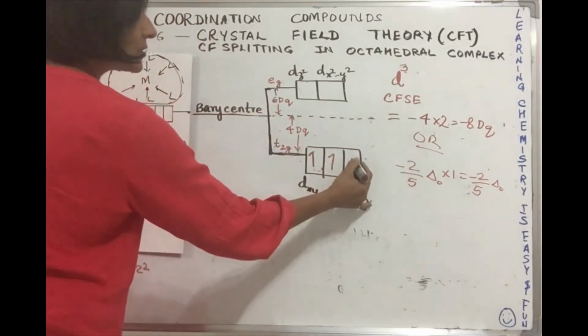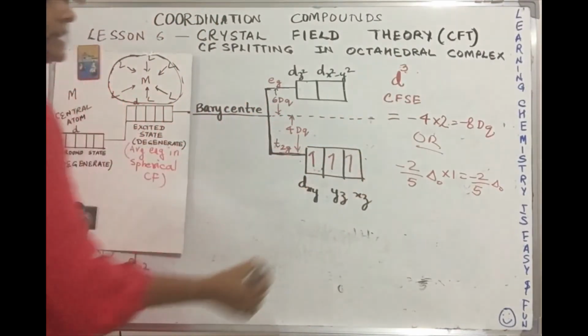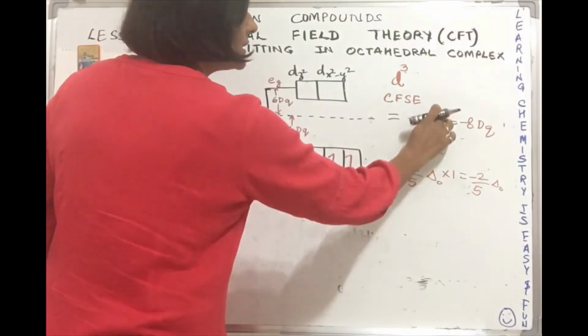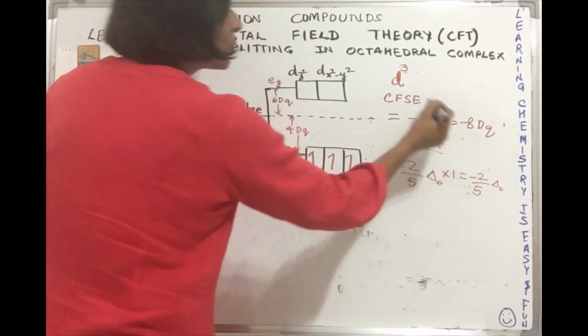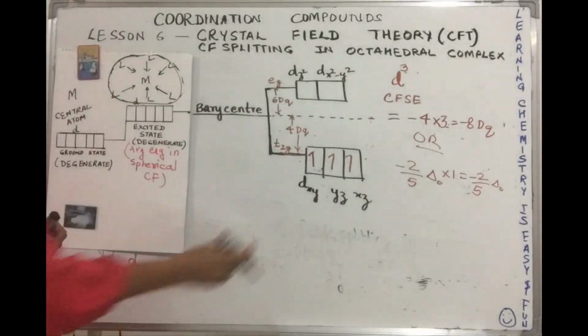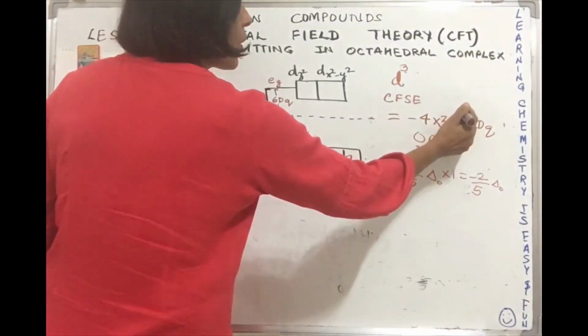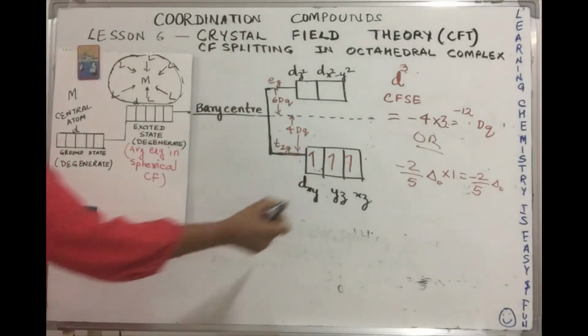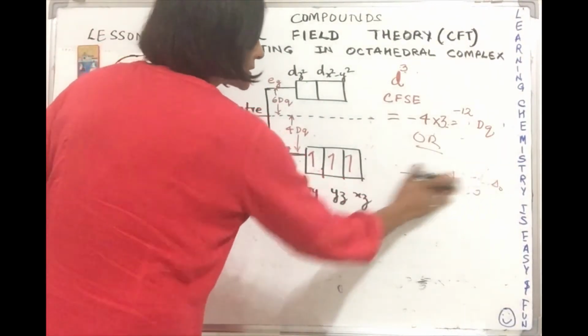Go on to d3. Again, the electron enters into dxz. What will be CFSE over here? Minus 4 into 3 gives us a value of minus 12 Dq, right?